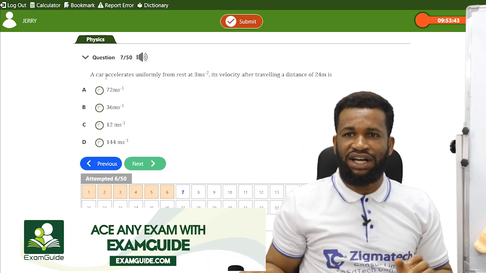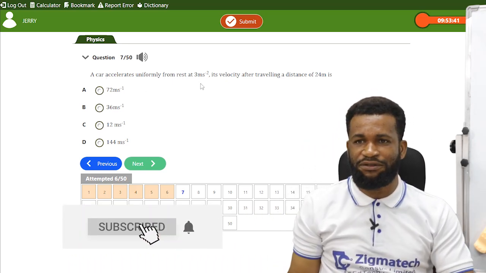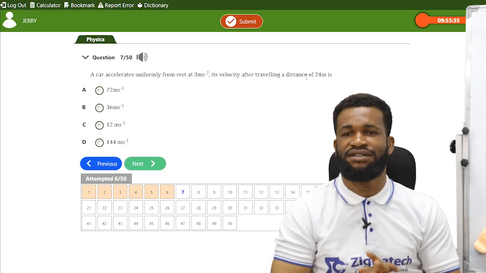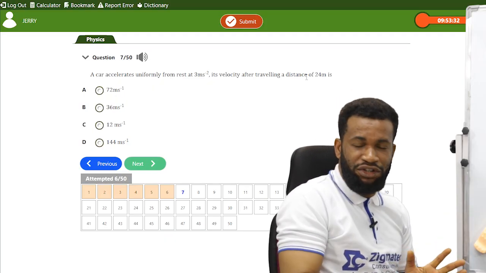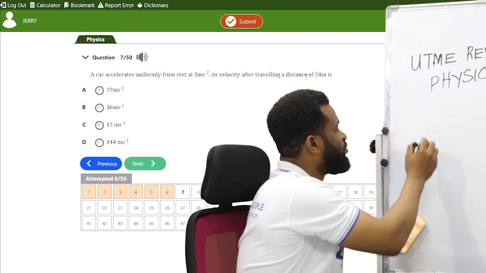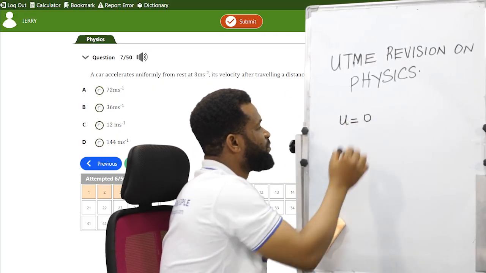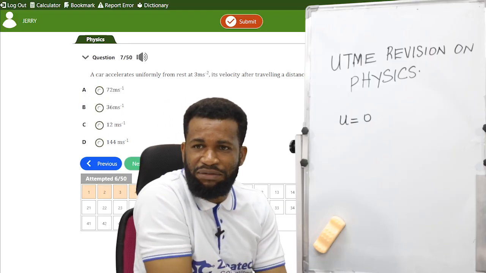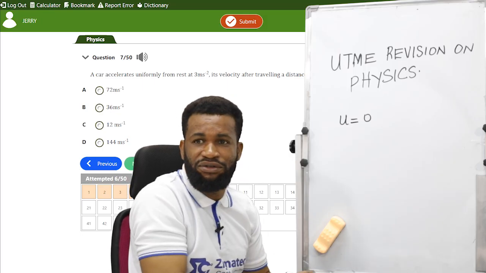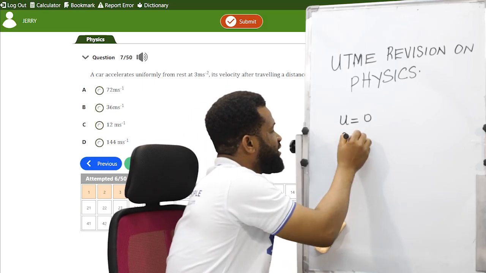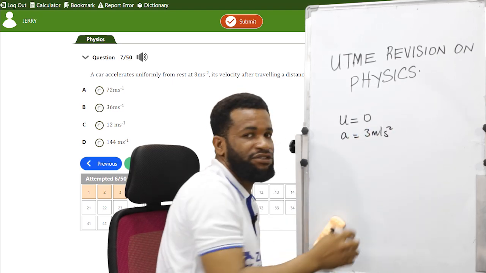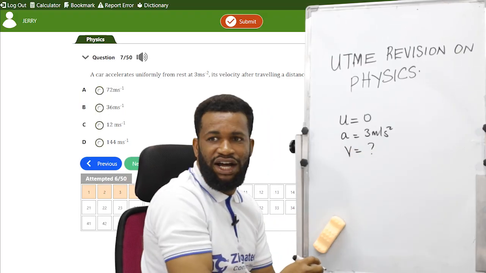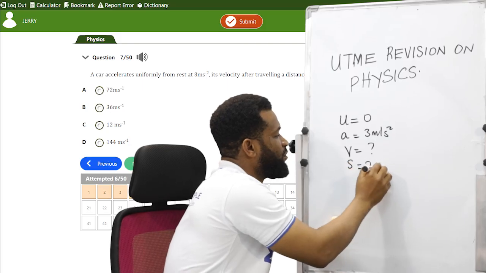Okay. A body accelerates uniformly from rest at 2 meters per second. Its velocity after traveling a distance of 24 meters is... all right, a car accelerates uniformly from rest. So when we say that a body started from rest, it simply means that the initial velocity of the body is 0. And then at 3 meters per second square, whenever you see meters per second square, you know it's acceleration. Okay, so a is acceleration, which is 3 meters per second square. And its velocity, that is, we are looking at the final velocity when it goes a distance of 24 meters.